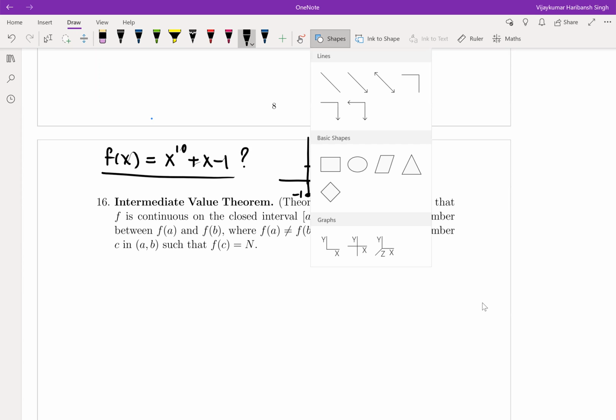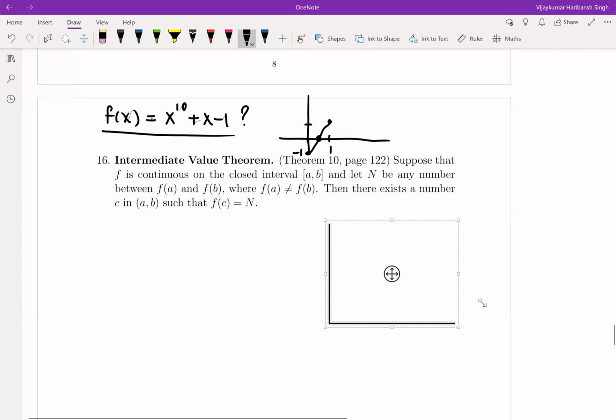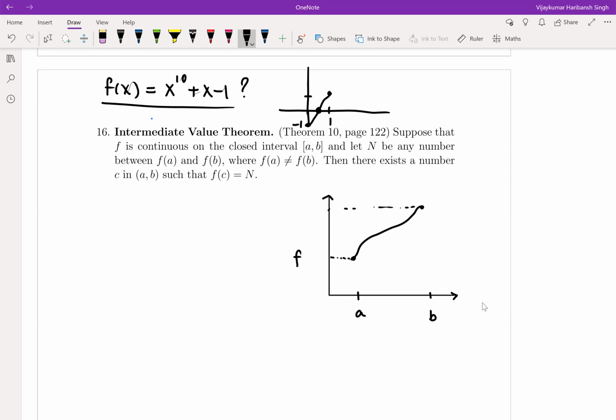So what is the intermediate value theorem? So suppose you have a continuous function on a closed interval [a, b]. So you have a, b, and you have a continuous function. So a continuous function can look like that. Now, the intermediate value theorem says the following: you take a continuous function on a closed interval [a, b] and let f of a not equal f of b. So we have f of a here. This is one scenario. There could be many different scenarios.